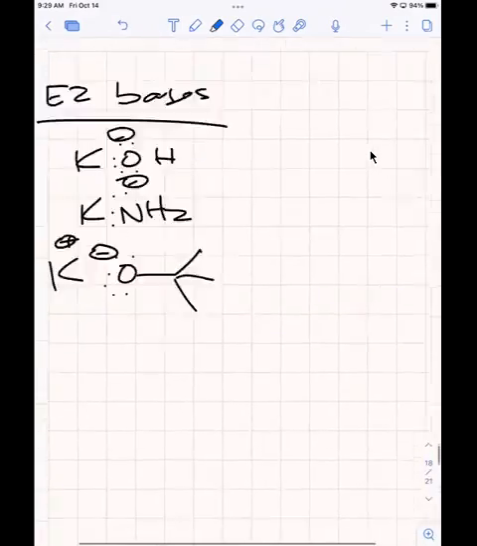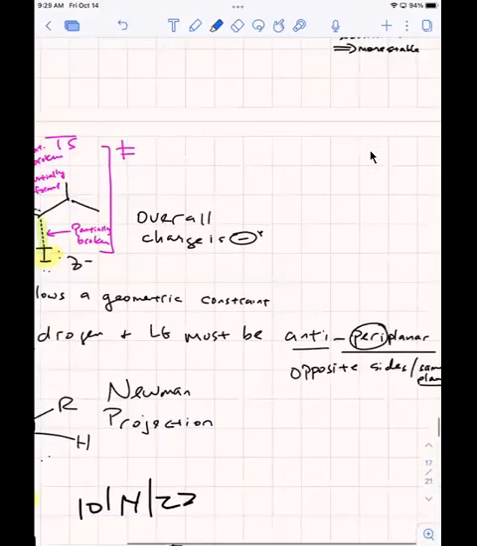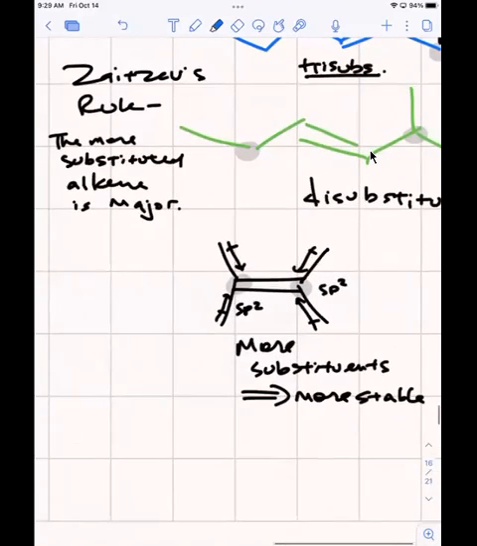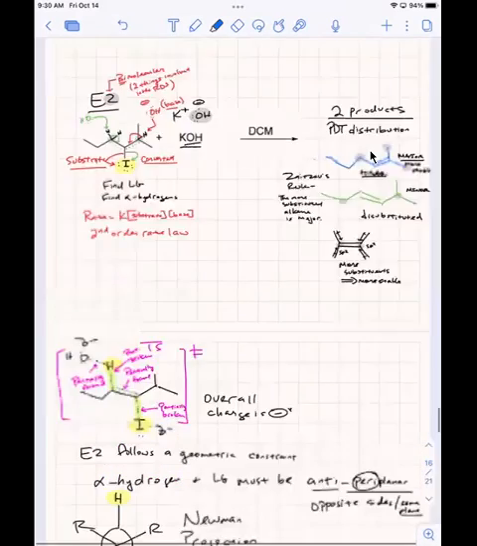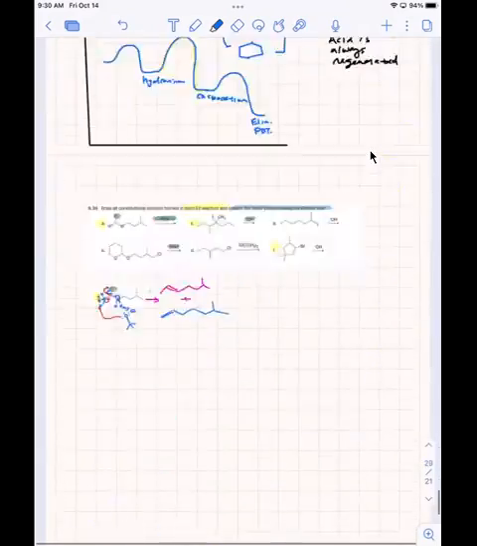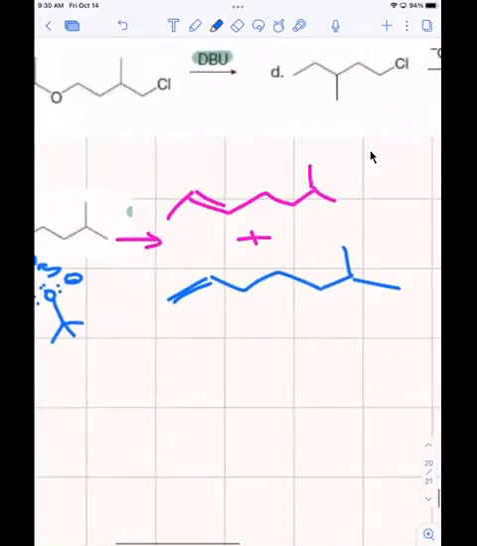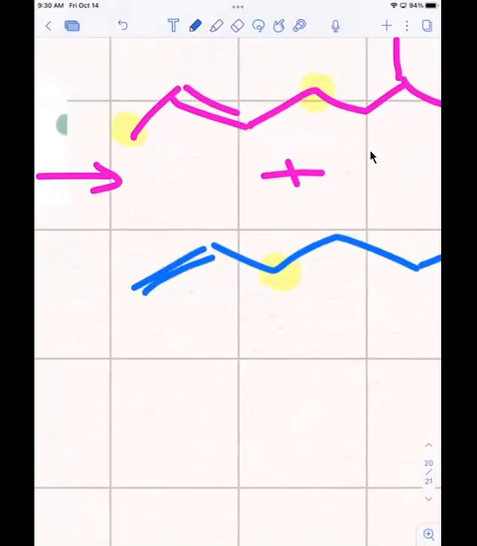We talked about this on Wednesday. Zaitsev's rule is that the one that's most substituted is the most stable, and that the more stable alkene is always going to be our major product if it's the result of an E2 elimination. Or E1 or E2, they're both governed by Zaitsev's rule. So we go to here, this alkene is disubstituted. This alkene is monosubstituted. It only has one bond to carbon. Everything else is a hydrogen.